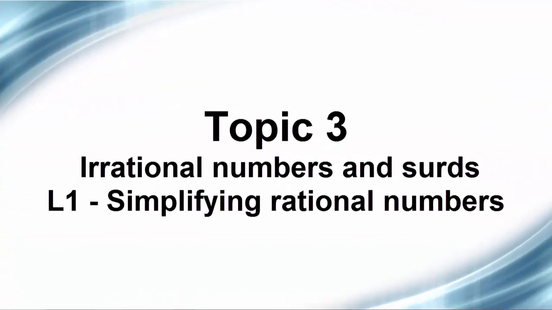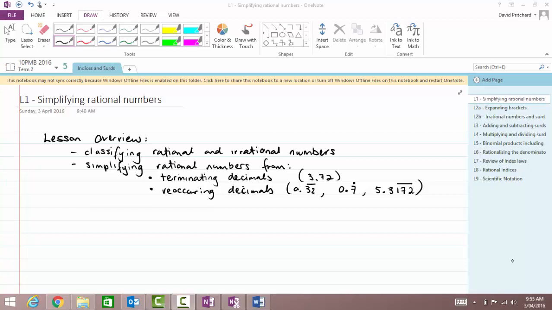This is the first lesson in the indices and surds topic. In this lesson, we'll look at simplifying rational numbers. So we'll start by looking at classifying and basically telling the difference between rational and irrational numbers. And then we'll look at how we simplify rational numbers. So we'll look at terminating decimals, and then we'll look at reoccurring decimals as well.